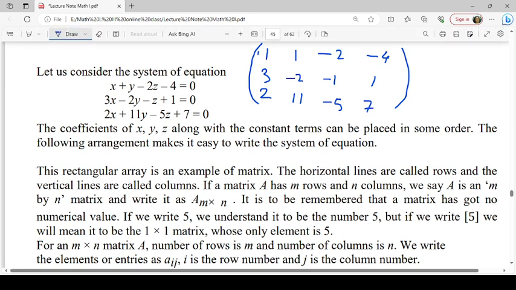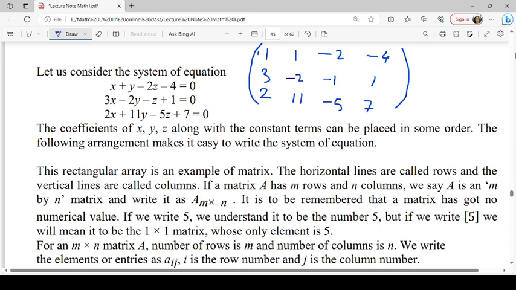So this row's elements mean one equation, and this column's elements mean the coefficients of x, coefficients of y, etc. Then this rectangular array is an example of a matrix. The horizontal lines are rows and these are columns. So row number, column number. We say this element has entry aij. First we say the row number and then the column number.